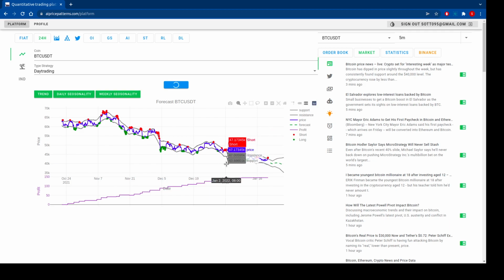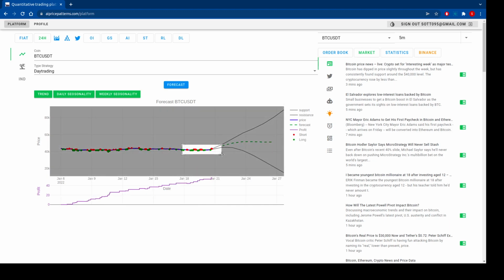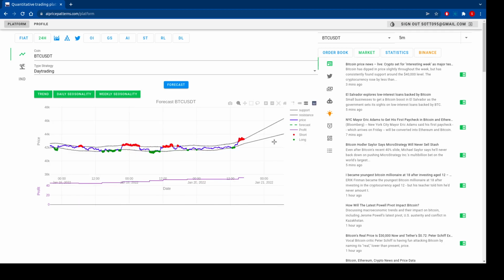Okay, it takes some time to make a request to the server. Okay, let's select this range. Okay, and you see we have a red point. It means price is overbought, and it's an extreme point, and we could see some rebound from this resistance.